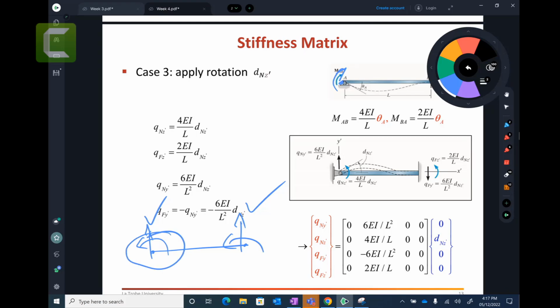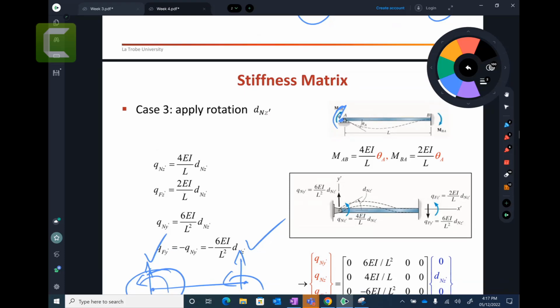So if I want to rotate this end by 1, let's say I want to rotate this end by 1 radian. So the amount of moment required to rotate this end is 4 EI on L. And if you just multiply this one by theta, then you multiply by theta. And then the reaction moment that you're going to create is the half.